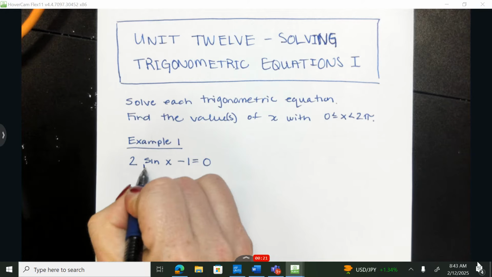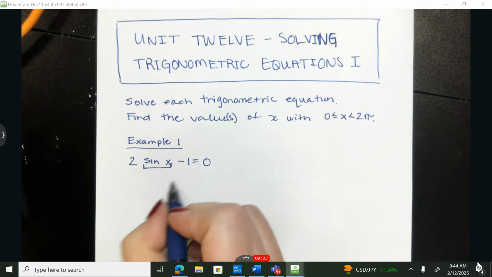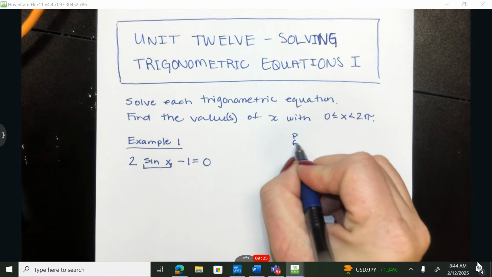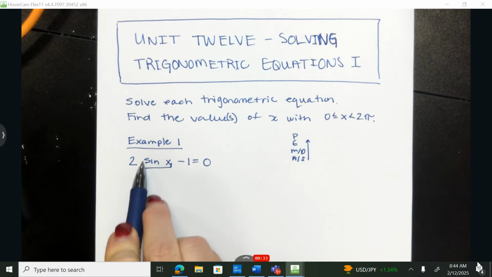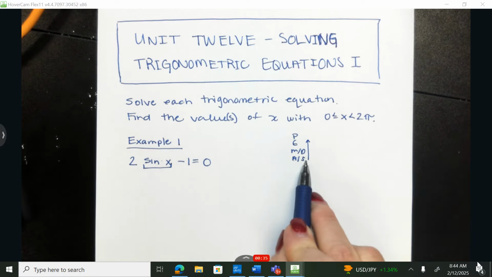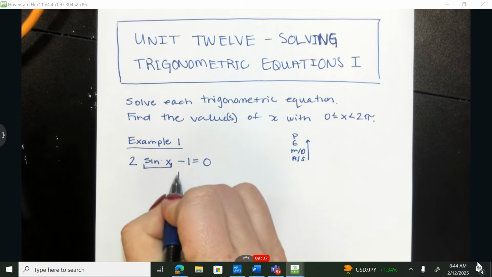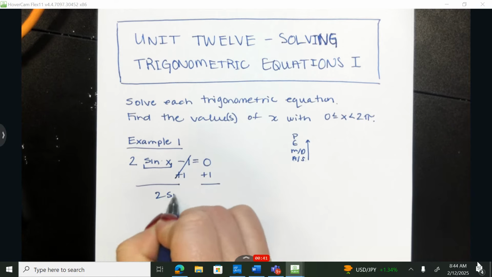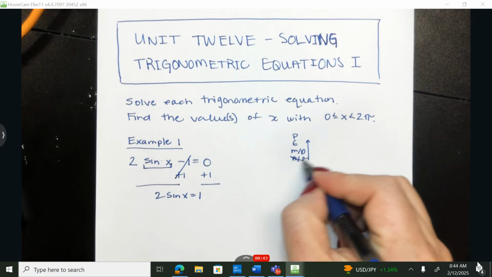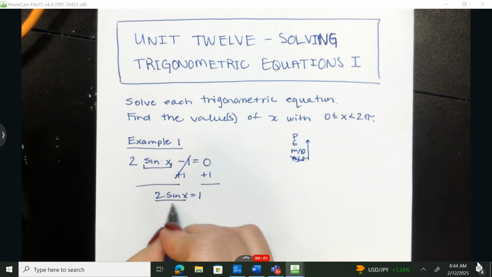I'm going to start by isolating the sine of x. So think of PEMDAS. Please excuse my dear Aunt Sally. I'm on the term that contains the sine of x. Is there any adding or subtracting? There is. Opposite of subtracting 1 is adding 1. Opposite of multiplying is dividing.